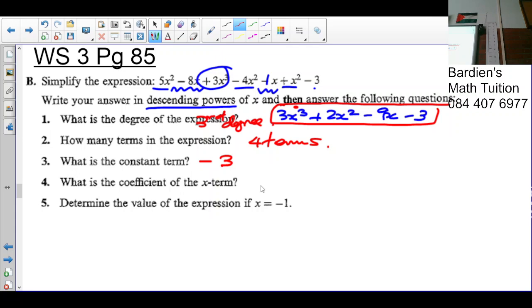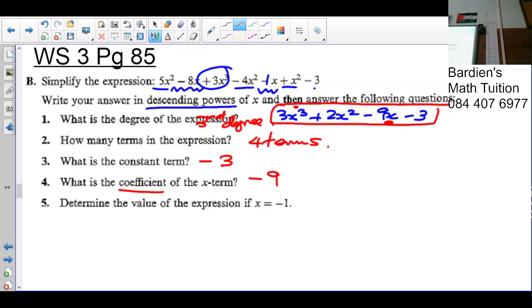Okay, number 4, what is the coefficient? The coefficient of the x term. This is the x term. Can you see that? The coefficient is the number in front, negative 9. What would the exponent on that term be? It would have been 1.